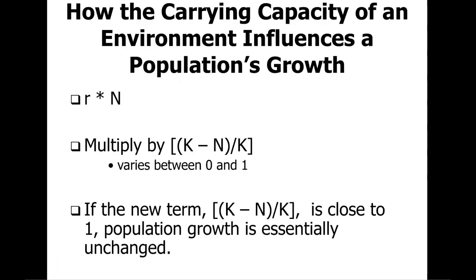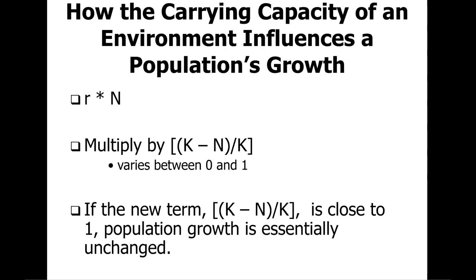So how does the carrying capacity of an environment influence its population growth? Well, if the population size, shown by the N, is small relative to its carrying capacity, which is K, there's going to be plenty of resources and population growth is going to increase exponentially. But if the population size, N again, is close to the value of its carrying capacity, K, then the environment is going to be nearly full to capacity and population growth is going to slow.